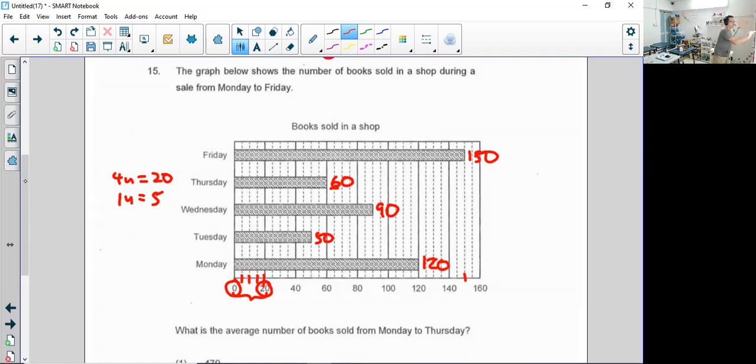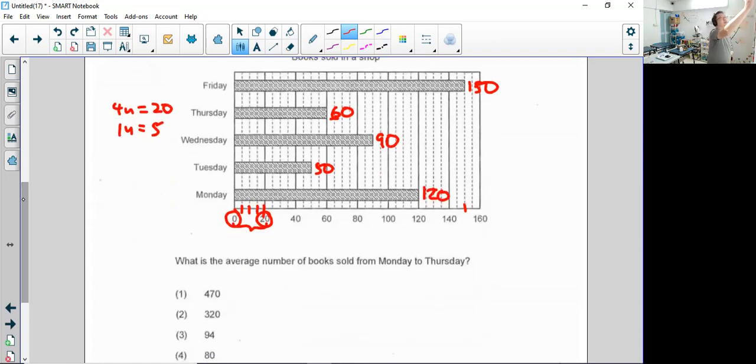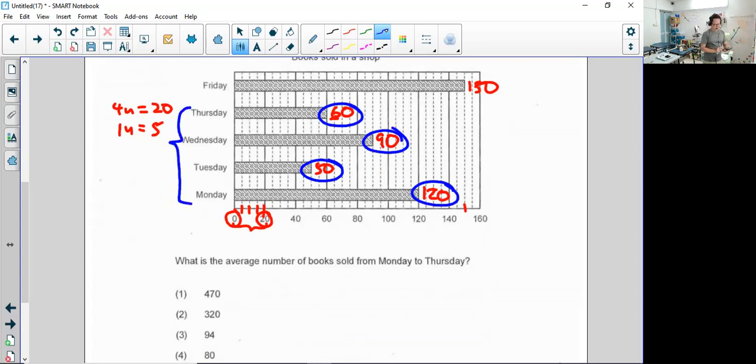So you've got to be careful. It's only from Monday to Thursday, not all the days. So you will need to do what? You will need to look at Monday plus Tuesday, Wednesday, and Thursday only. Plus them together, and what do you get? So if you plus them together, you will get 60 plus 90, and then plus 50 plus 120. You get the total, which is 320. And how do you get average? To find average, you always need to divide. So you take the total and divide by how many days. So average is always to do with dividing. If you never divide, you did not find average. So the average is what? 80, right? 80. So answer will be number 4.